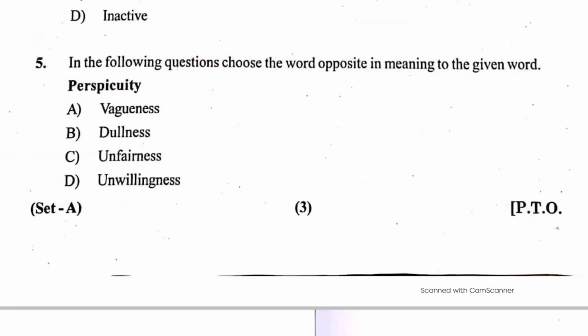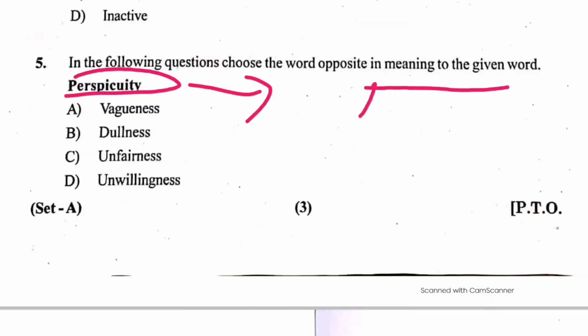Next question is, in the following question, choose the word opposite in the meaning of the given word. So we have perceptivity. So it means having a clear idea. So its opposite word should be vagueness.